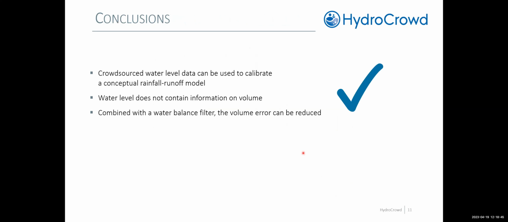My conclusion is that the crowdsourced water level data can be used to calibrate the conceptual rainfall runoff model, at least in this system where we have been working. The question is whether it's working also in more complex areas, in more complex catchments. This is something that we're going to test in the future. The water level does not contain information on volume. That's why we were considering this additional water balance filter to improve the information content in that respect.